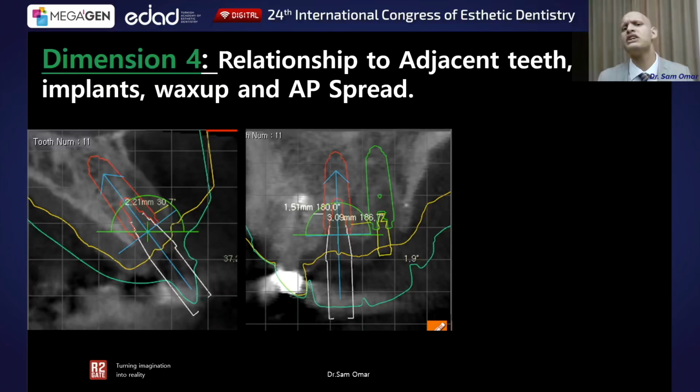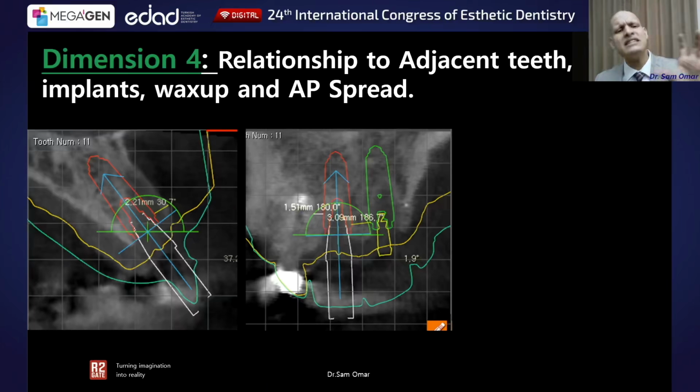Dimension number 4 is relationship to the adjacent teeth, implants, wax up, and AP spread. Previously, we discussed dimension number 1, buccolingual, dimension number 2, mesiodistal, and dimension number 3, apical-occlusal. Let's try to apply the 3 dimensions of treatment planning on the image that we have right here in front of us, and then we'll talk about dimension number 4. On the left side, you'll find that we have 2.2 millimeters of bone on the buccal side of the implant. We have 3 millimeters between the implants, and we have 1.5 millimeters between the implant and the adjacent tooth. So basically, we applied all the dimensions of treatment planning that we discussed earlier.